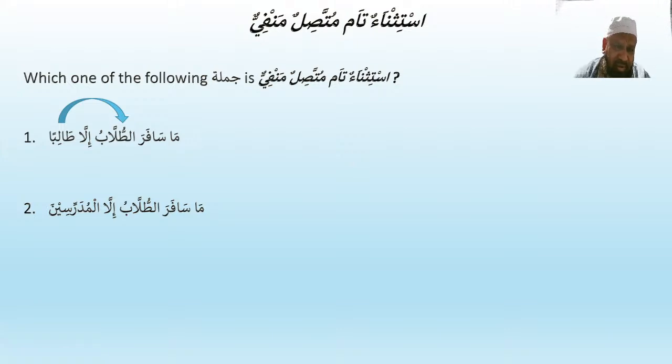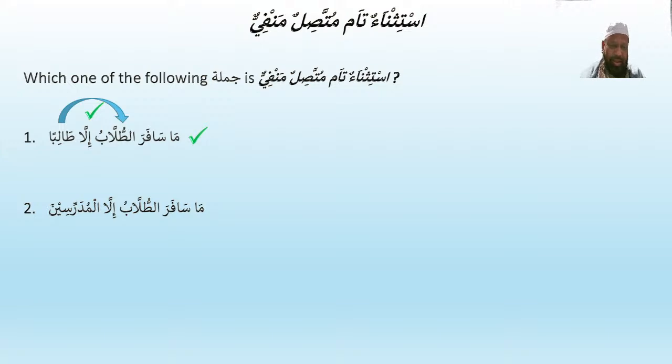Is talib part of tullab, or does talib belong to the word tullab? Of course it does. Yes. So it is istisna tam muttasil. What about manfi? Do you have harf nafi here? Yes, we have. So this jumla is istisna'un tamun muttasilun manfiyun. What about the second jumla?